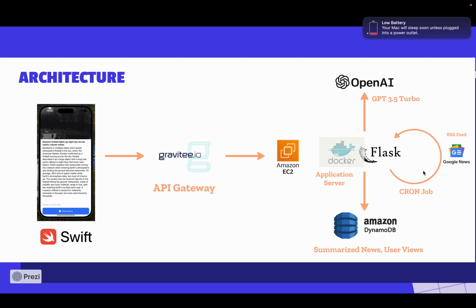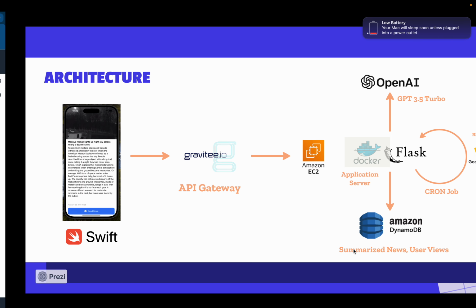The cron job basically fetches all the news from the Google News RSS feed and scrapes all the articles and passes them to GPT 3.5. This GPT 3.5 summarizes all the articles and stores them in Amazon DynamoDB. So DynamoDB stores summarized news and the user views.